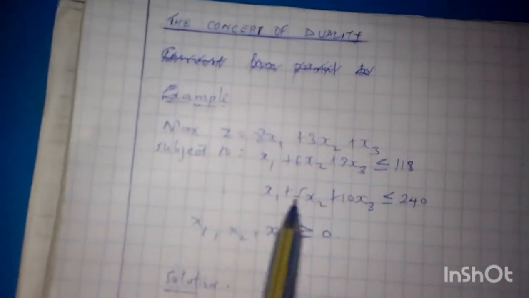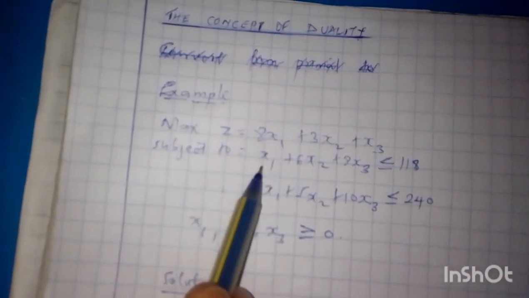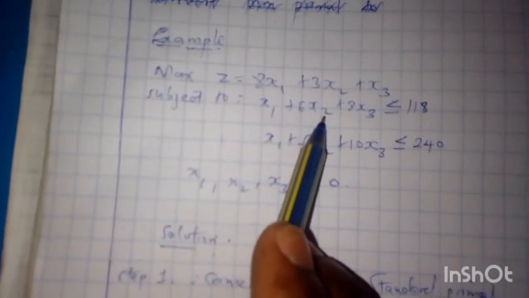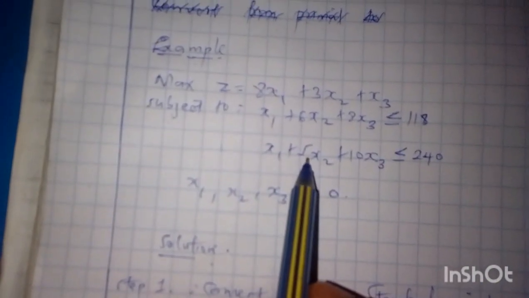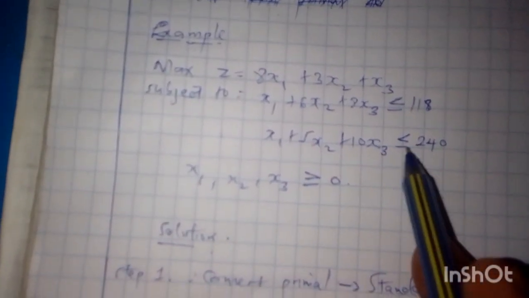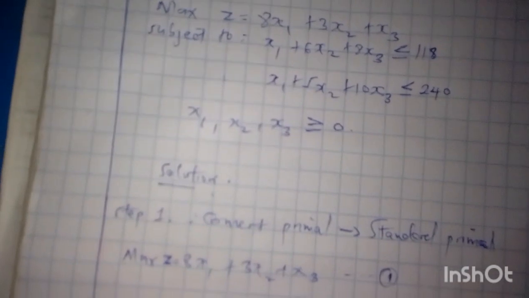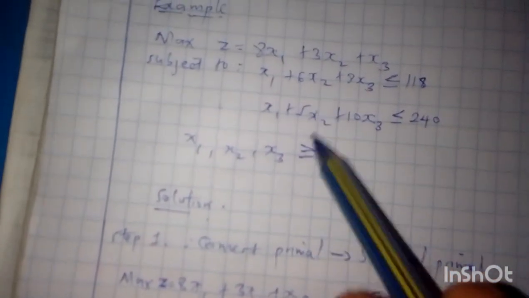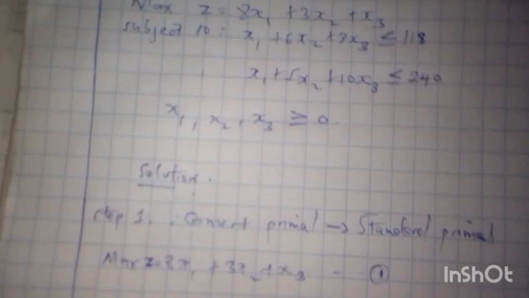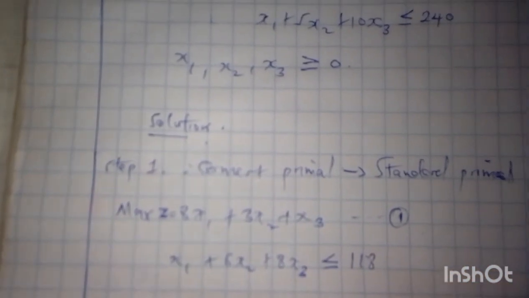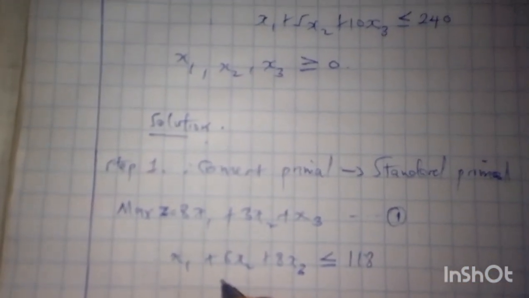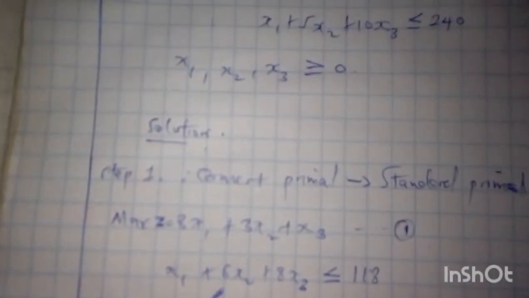Then this here, subject to x1 plus 6x2 plus 8x3 is less than or equals to 118, and x1 plus 5x2 plus 10x3 is less than or equals to 240, will give rise to other two equations each. This is what I mean. For example, x1 plus 6x2 plus 8x3 is less than or equals to 118. So this will give rise to two other inequalities.